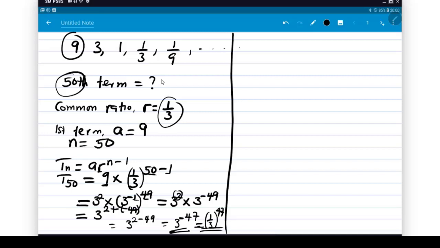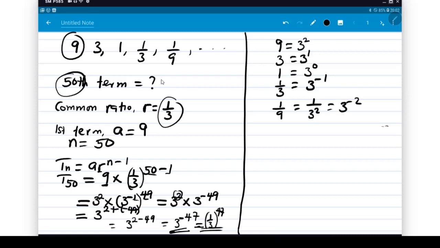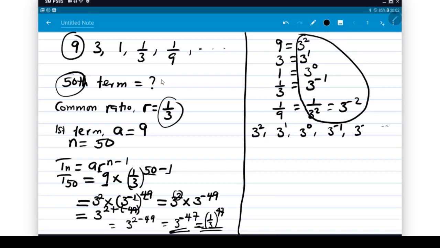Now if you want to use the pattern method, let's see. Now 9, which is 3 raised to the power 2, we have 3, which is 3 raised to the power 1, we have 1, which is 3 raised to the power 0, we have 1 over 3, which is 3 raised to the power minus 1, we have 1 over 9, which is written as 1 over 3 squared, and this is written as 3 raised to the power minus 2. So from this pattern, if I write it out, I have 3 raised to the power 2, 3 raised to the power 1, 3 raised to the power 0, 3 raised to the power minus 1, 3 raised to the power minus 2, and so on.